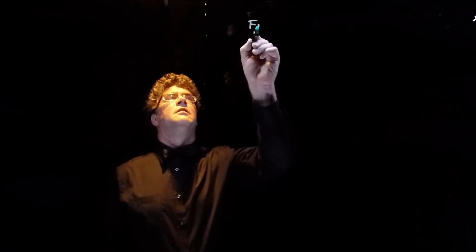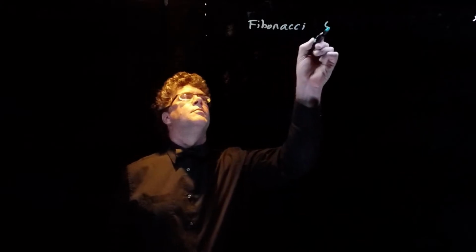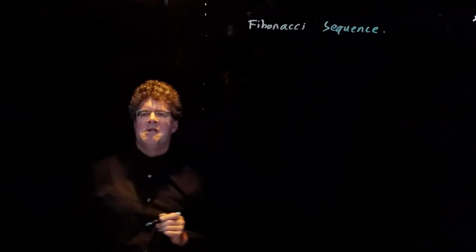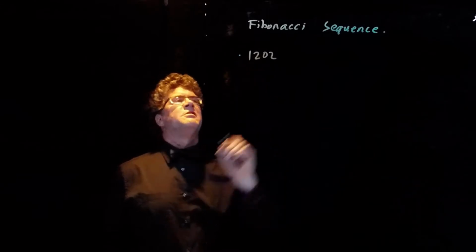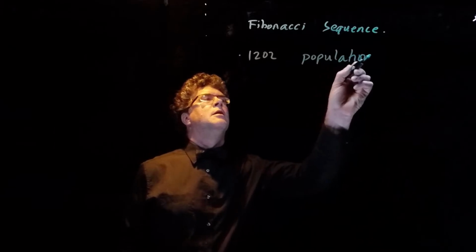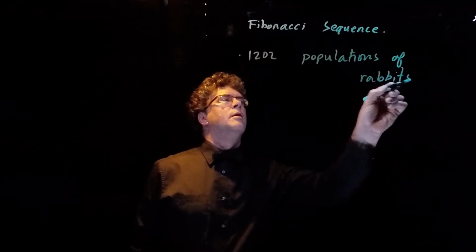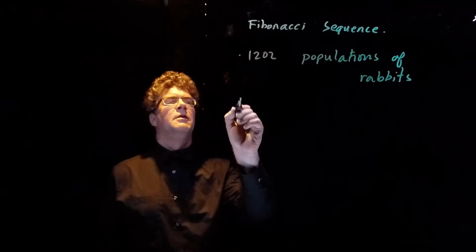Well, we saved the best to last. The last sequence we discuss is the Fibonacci sequence. This is not only the best sequence, but it's the oldest sequence. Fibonacci was in 1202, and he was interested in the populations of rabbits. And his model for the number of rabbits in a population was as follows.